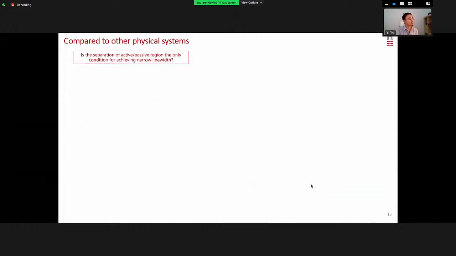So then I would like to discuss some comparisons between our system and other physical systems. I think many of you may be wondering, is the separation of active and passive regions the only condition for achieving narrow line width?